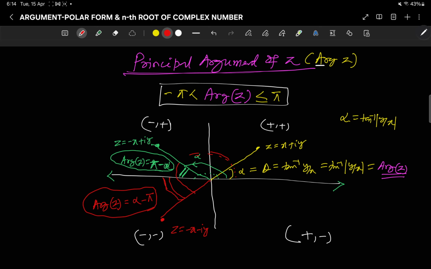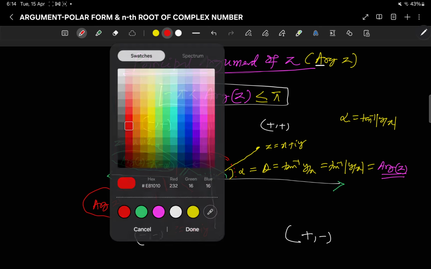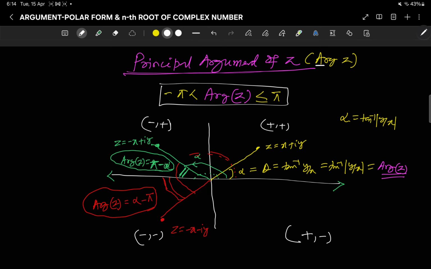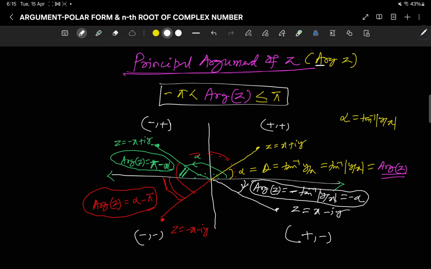Now coming to the fourth quadrant, what is the argument? Suppose I am here, so z is equal to x minus iy. Is it not the smallest angle created with the x-axis, maybe in the negative direction, no issue. If this is alpha, then the argument of z is simply minus alpha, that is minus of tan inverse of modulus y by x. So accordingly we can write the argument.